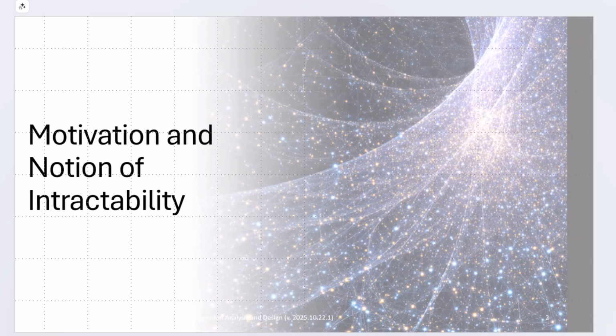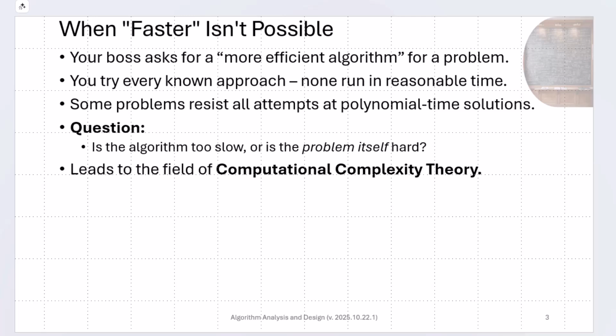So first, let's get some motivation and notion of intractability. When faster isn't possible. Your boss asks you for a more efficient algorithm for a problem. You try every known approach. None run in reasonable time. Some problems resist all attempts at polynomial time solutions. The question is: is the algorithm too slow, or is the problem itself hard?